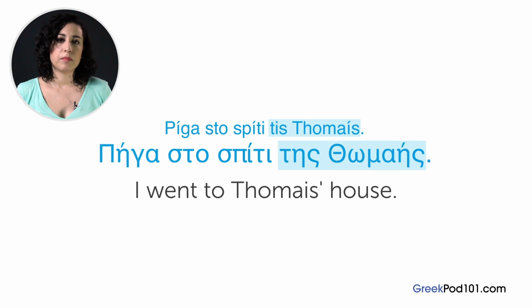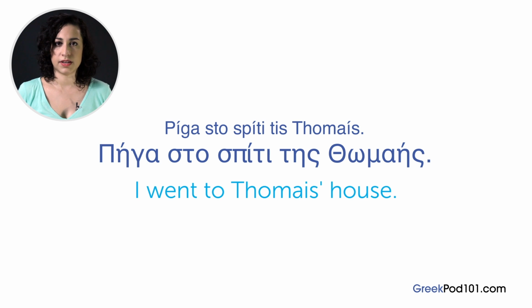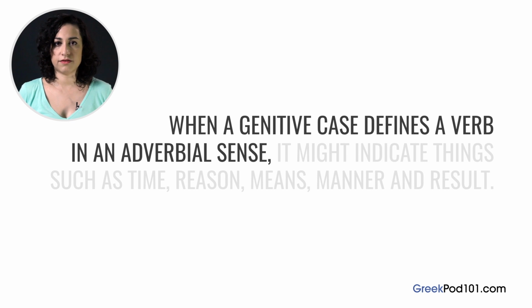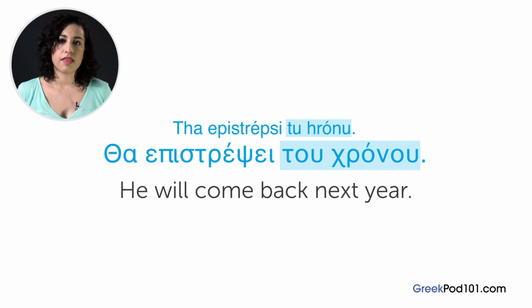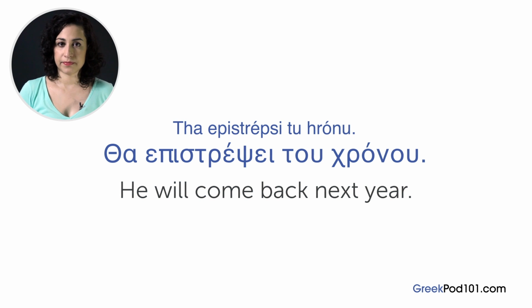For example, πήγα στο σπίτι της Θωμαής. I went to Thomais' house. The house belongs to Thomais, so here the genitive expresses ownership. Next, when a genitive case defines a verb in an adverbial sense, it might indicate things such as time, reason, means, manner, and result. For example, θα επιστρέψει του χρόνου. He will come back next year. Here we are expressing time.